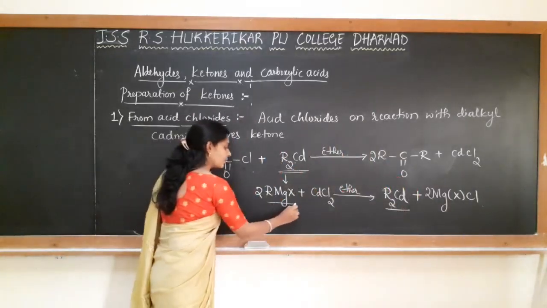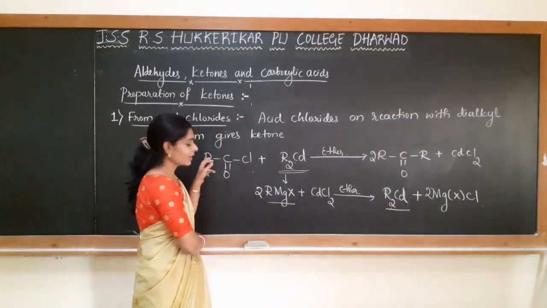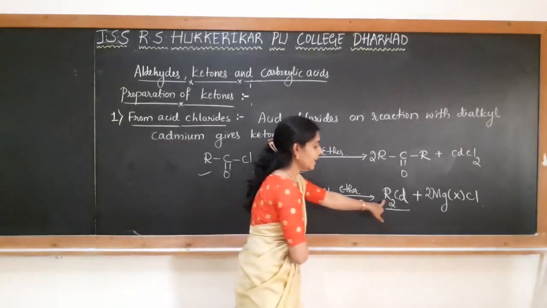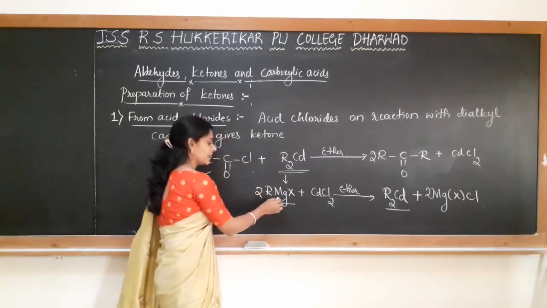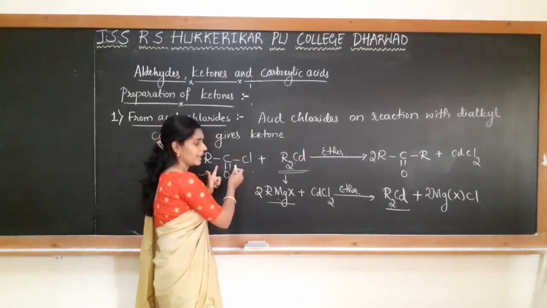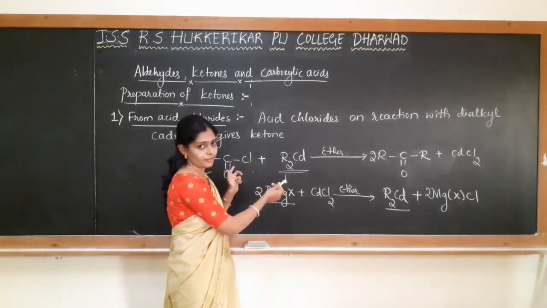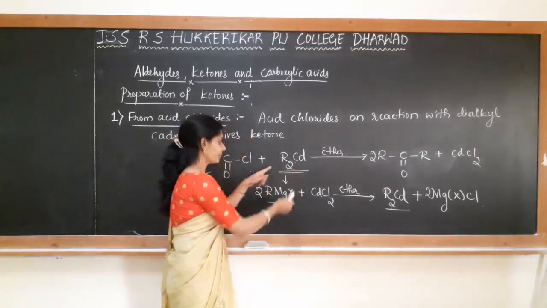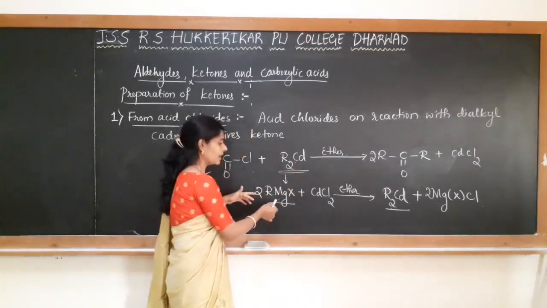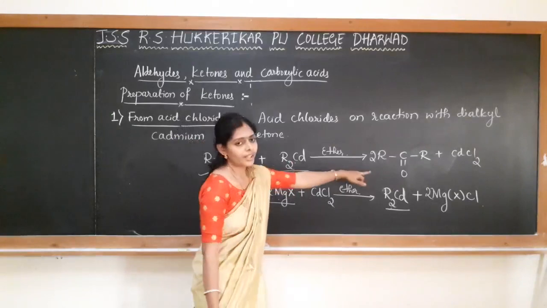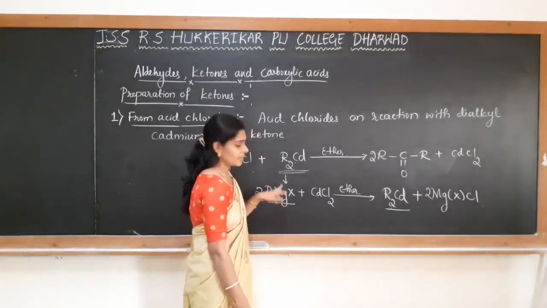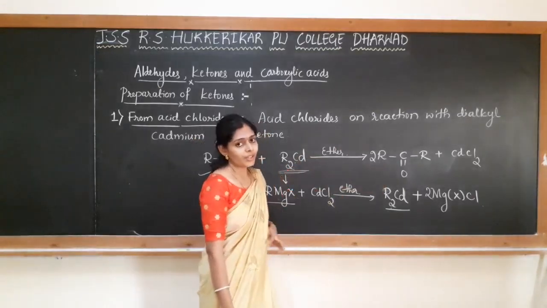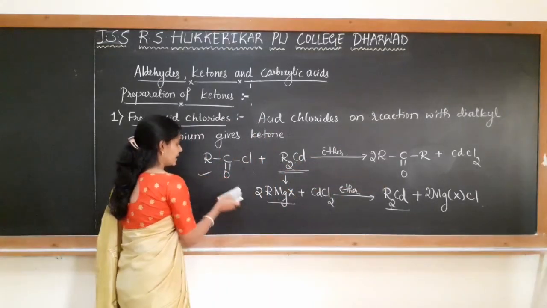We can directly use this Grignard reagent here. What happens if we use Grignard reagent directly instead of dialkyl cadmium? If we use Grignard reagent directly with the acid chloride, it results in the formation of alcohols. So that's why we are preparing dialkyl cadmium, whose reactivity is less than that of Grignard reagent, so that we get the ketone. Grignard reagent is highly reactive compared to this one, so that's why it results in the formation of alcohol. Okay. So we'll write an example for this now.